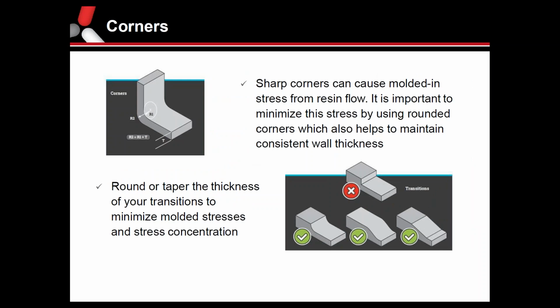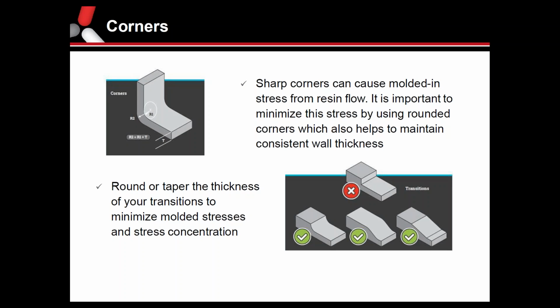Corners, so transitions. If you have sharp corners within your part, it can create stress from the resin flow within the part. So you want to minimize that by adding radii to corners. It's also going to help maintain a consistent wall thickness throughout the part instead of going from thin to thick sections and then back to thin. So it will help with fill, warp, and everything else.